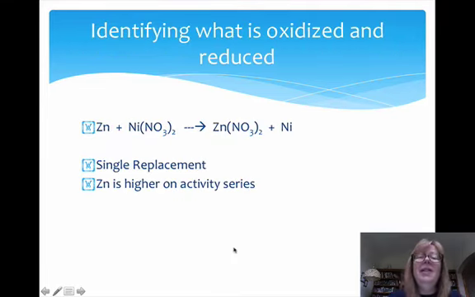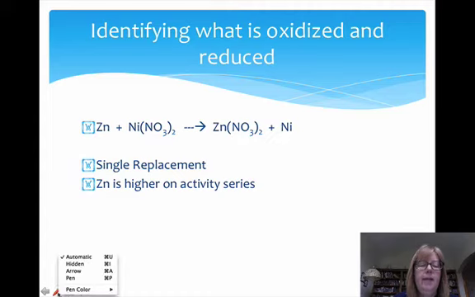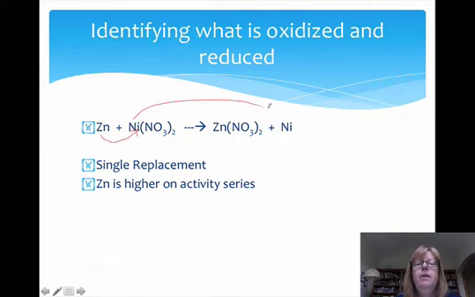So what does this look like? How do we know? We've got this equation here. Back at the beginning of the year, we looked at an equation like this: zinc and nickel(II) nitrate, we've got to practice that naming, yields zinc nitrate plus nickel. We said, hey, this is a single replacement. The zinc comes in, the zinc replaces the nickel, and we classified this as a single replacement. So don't forget that. The zinc comes in, the nickel comes out, and the zinc took its place. Single replacement reaction, important to know.